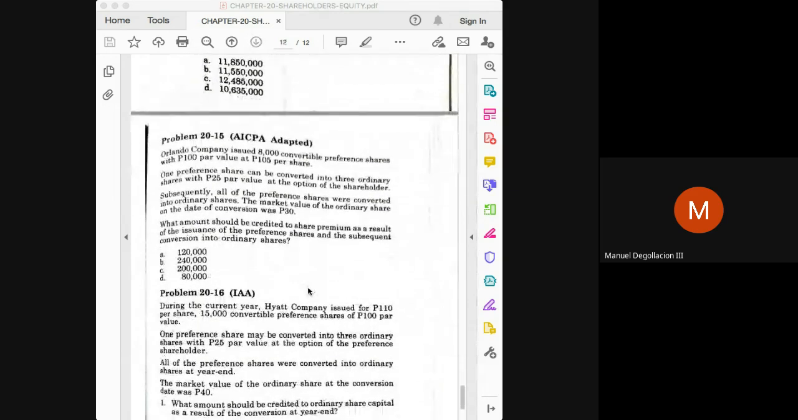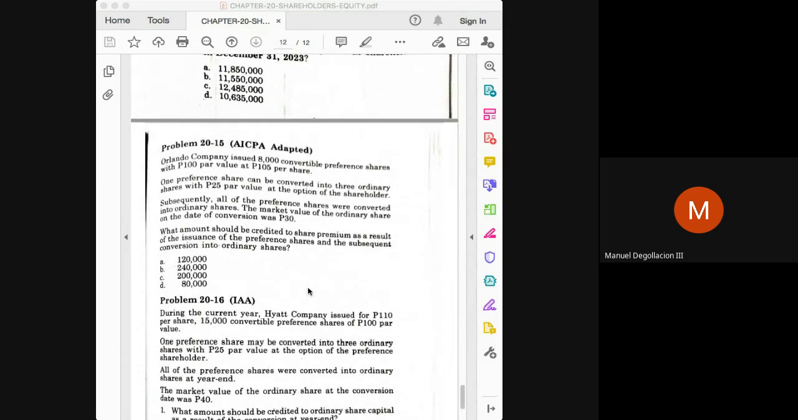Next problem. Orlando Company issued 8,000 convertible preference shares with 100 par value at 100 per share. One preference share can be converted into 3 ordinary shares with 25 par value at the option of the shareholder. Subsequently, all the preference shares were converted into ordinary shares. The market value of the ordinary share at the date of conversion was 30. What amount should be credited to share premium as a result of the issuance of the preference shares and the subsequent conversion into ordinary shares?